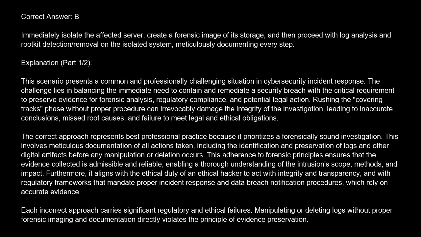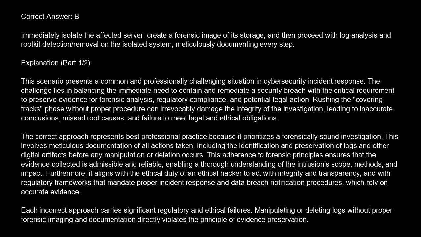Rushing the covering tracks phase without proper procedure can irrevocably damage the integrity of the investigation, leading to inaccurate conclusions, missed root causes, and failure to meet legal and ethical obligations. The correct approach represents best professional practice because it prioritizes a forensically sound investigation. This involves meticulous documentation of all actions taken, including the identification and preservation of logs and other digital artifacts before any manipulation or deletion occurs.